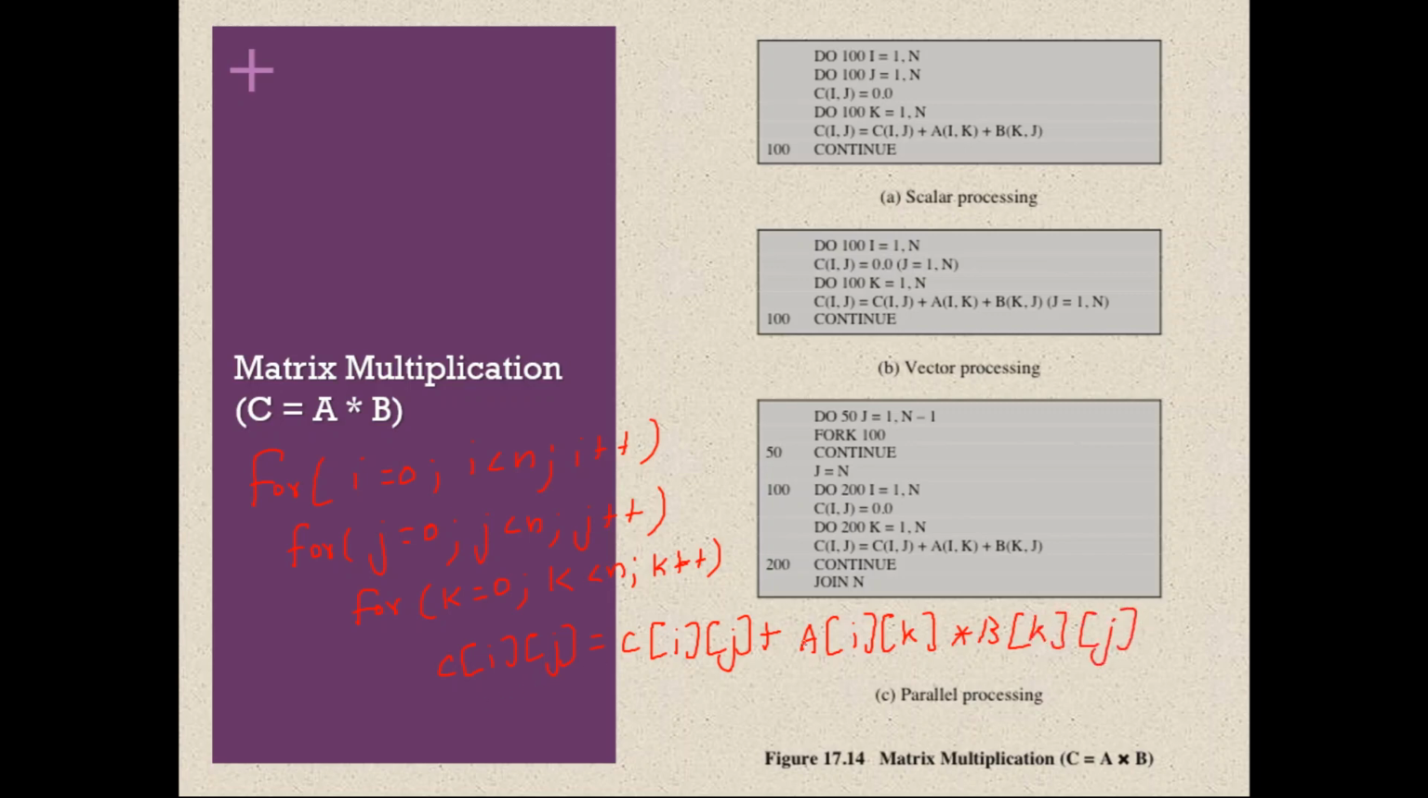So this is the logic, this is the core logic. c of i comma j is equal to c of i comma j plus a of i comma k into b of k comma j, right? So that's what we are going to do.